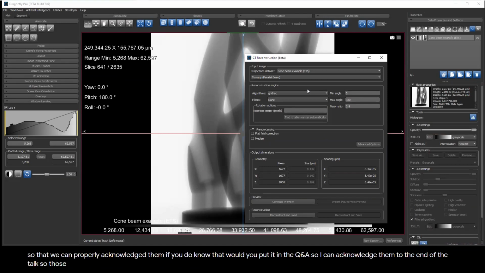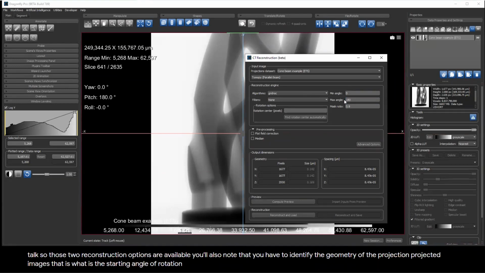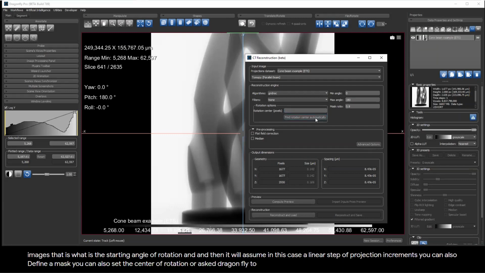So those two reconstruction options are available. You'll also note that you have to identify the geometry of the projected images. That is, what is the starting angle of rotation and the last angle of rotation. And then it will assume, in this case, a linear step of projection increments. You can also define a mask. You can also set the center of rotation or ask Dragonfly to find the center of rotation.